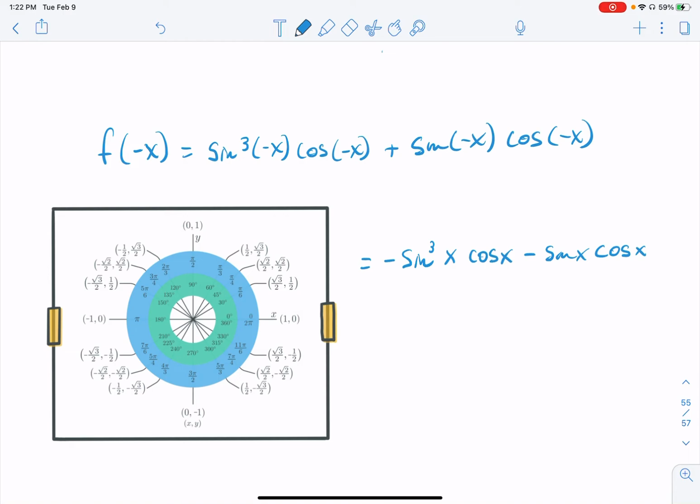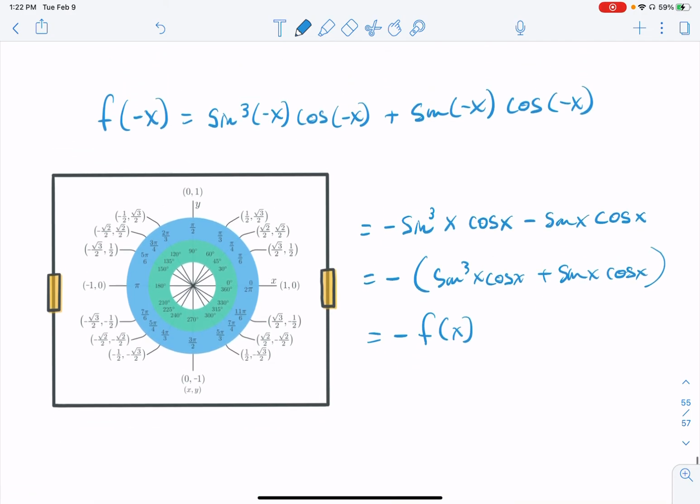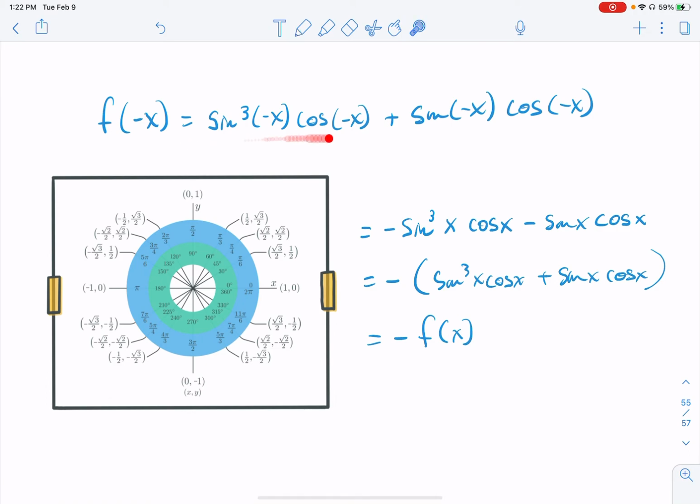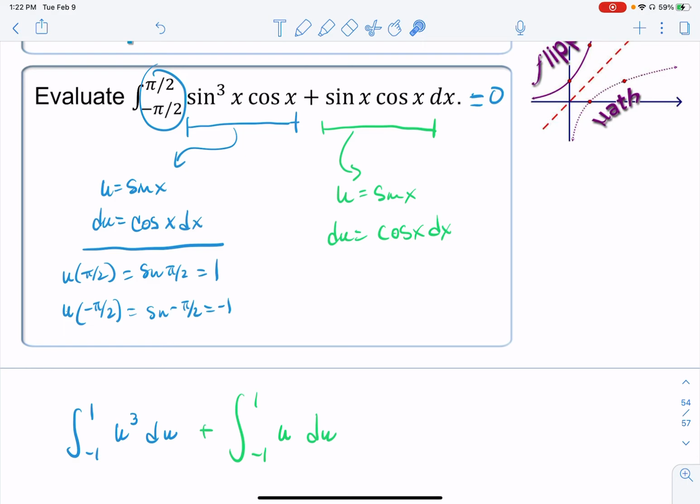And notice that they both have a common factor of a negative sign, so I'm going to pull that out. Negative times sine cubed x cosine x plus sine x cosine x. And that is exactly equal to negative f of x, which is by definition an odd function. So which one do you do? Do you do all of this, or do you do all of the integration that's right there? I don't know. It just depends.